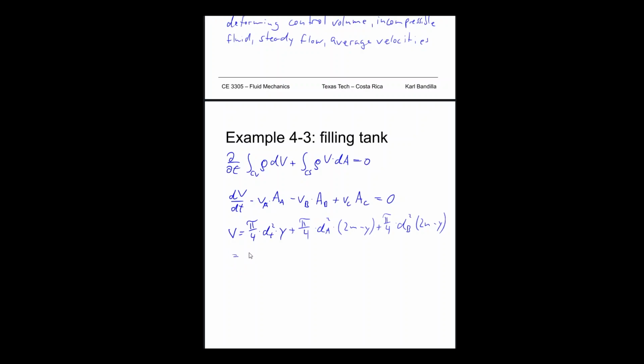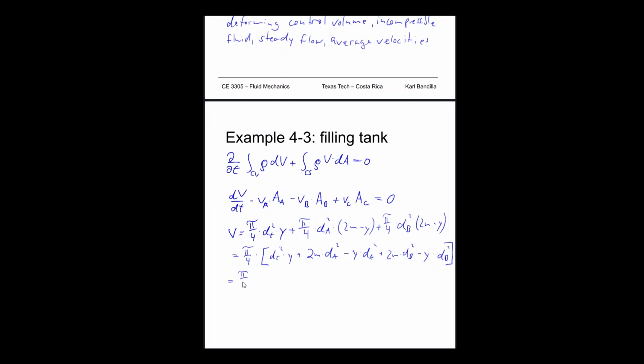So maybe let's pull pi over 4 all the way to the, oh, not all of them. Yeah, all of them is going to be pi over 4, so we can pull that out. Pi over 4 times, and then we'd be left with dt squared times y plus 2 meters times dA squared, if we multiply these out, minus y times dA squared plus 2 meters times dB squared minus y times dB squared. Oops, let's not forget to close our bracket here.